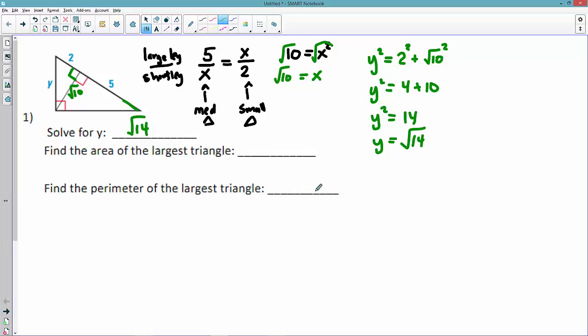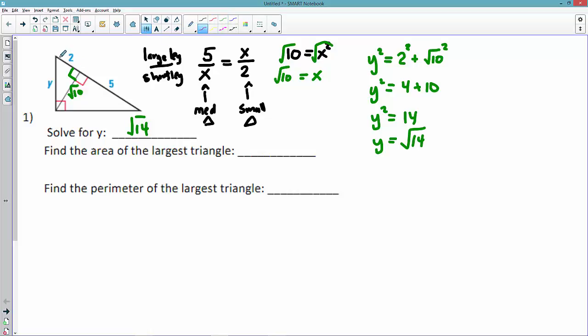What is the area of the largest triangle? Okay, so the area is the base times the height. Now, the base is not always the bottom, although this is doable. You can do it that way. But the problem with this base is we don't have a number for it. It's not too hard to get. We could do Pythagorean Theorem again. But rather than that, we're just going to stick with the numbers that we already have to save ourselves time.